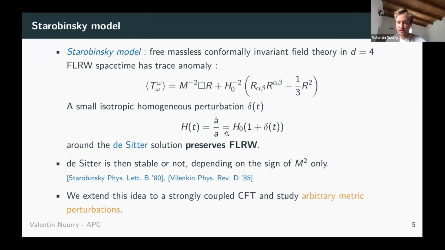It preserves FLRW. If we start from de Sitter, we can see from the solution for delta over time whether it will stay in de Sitter or not. And this statement, whether it stays in de Sitter or goes somewhere else in FLRW, depends only on the sign of m squared, which is basically the mass of the inflaton. This is from the 80s, and we extend this idea to a strongly coupled CFT, using holography, and we also study arbitrary metric perturbations, which don't necessarily preserve FLRW.